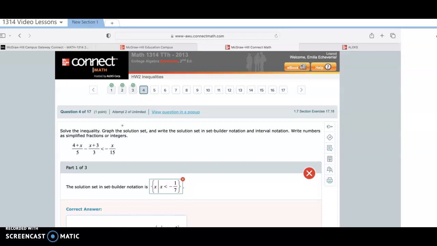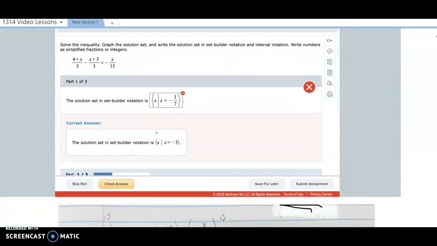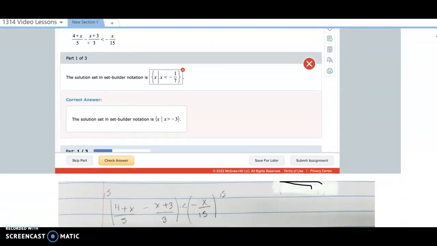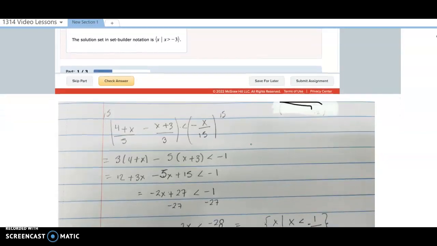Okay, so for this problem we have fractions. 4 plus x over 5, I'm just going to make sure you translated it correctly, minus x plus 3 over 3 is less than negative x over 15. Good. So you multiplied both sides by 15, which does look okay so far.